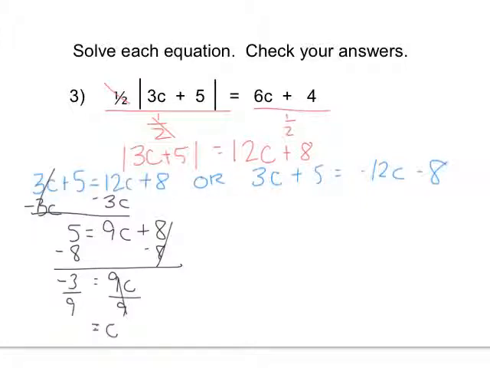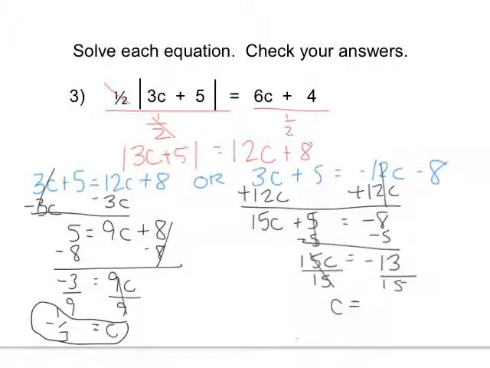So with this one, I get -3 divided by 9, which doesn't really divide evenly, but I do know that -3/9 reduces to -1/3 because 3 divides into 3 once and 3 divides into 9 3 times. So I have a possible solution of -1/3.